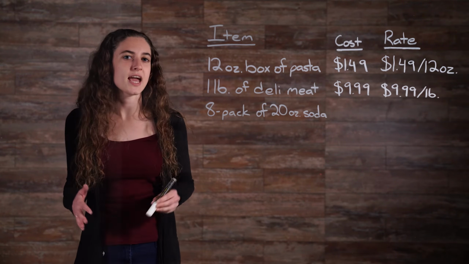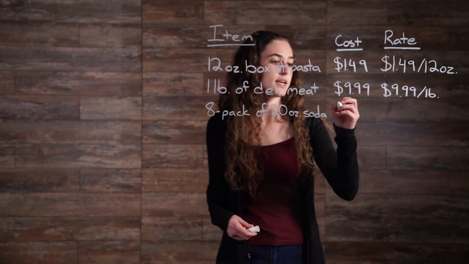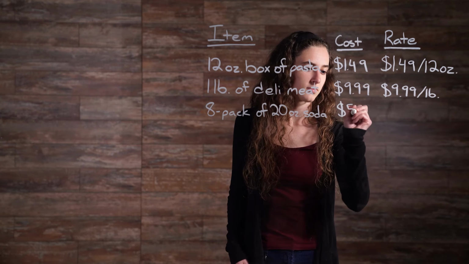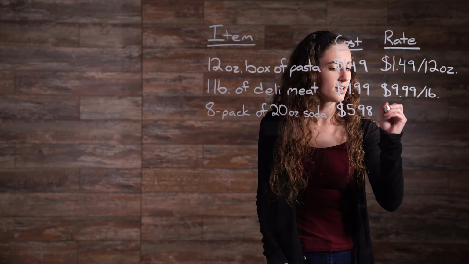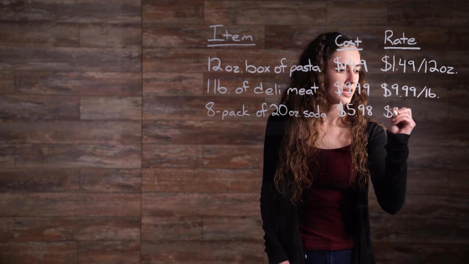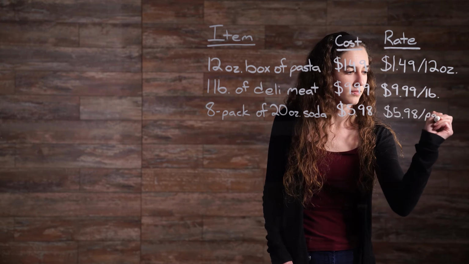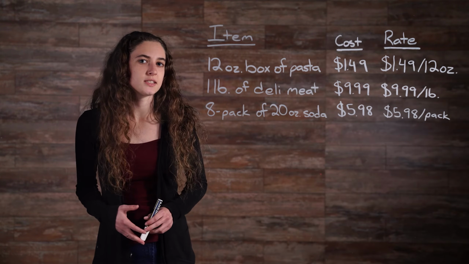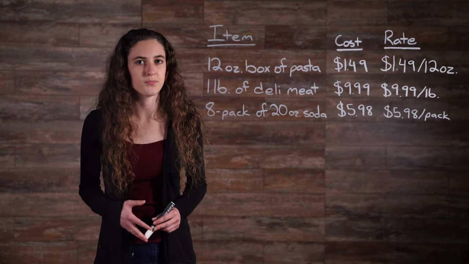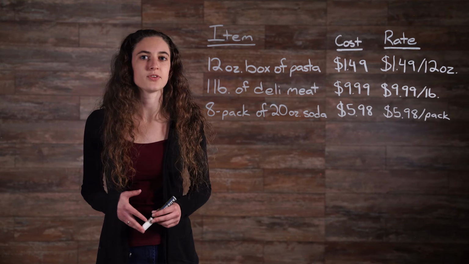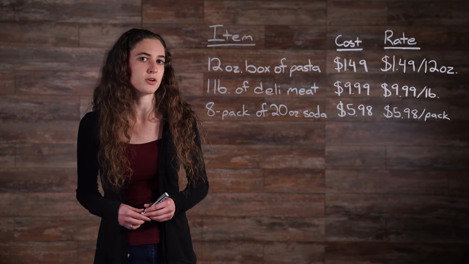Lastly, let's say we have an 8-pack of 20-ounce bottles of soda, and the cost is $5.98. Our rate then is $5.98 per pack. If we look at this last example a little closer, we'll see that there is room to break down the rate even further. The example provides the price of an 8-pack. But what if I want to determine the cost of one 20-ounce bottle?